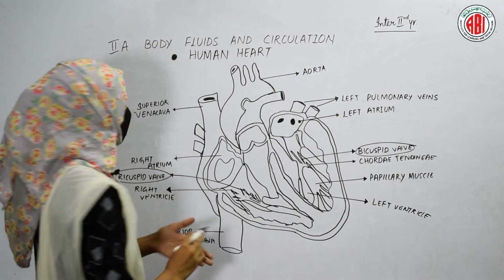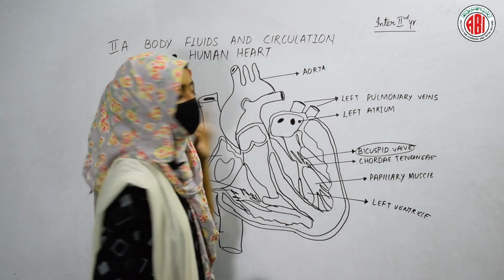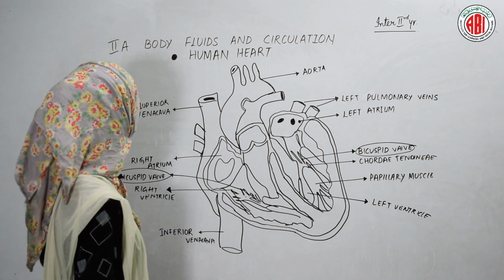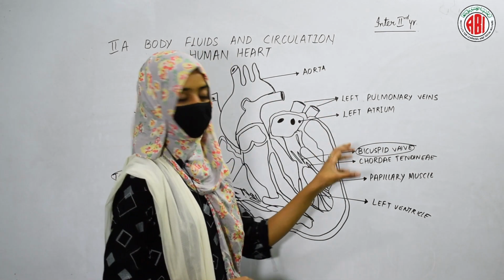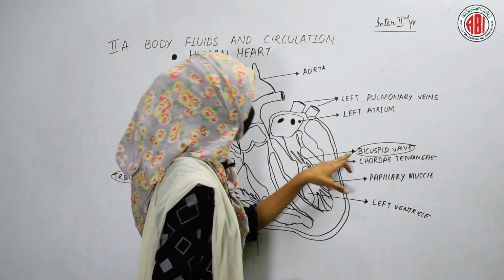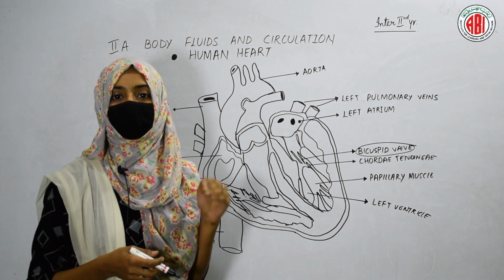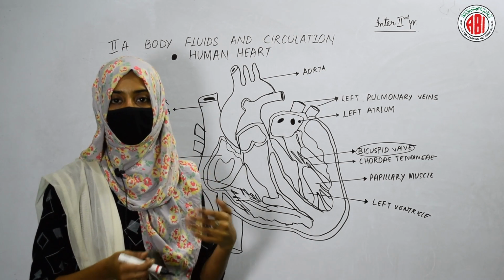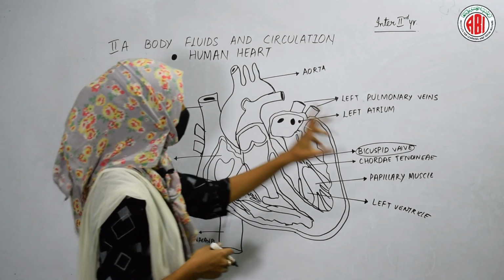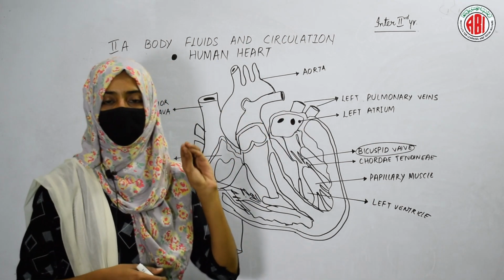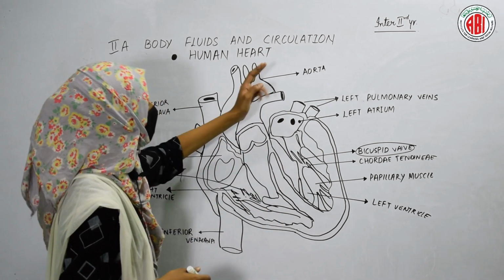So in this way, on the right side a valve is present which is called the tricuspid valve, and on the left side a valve is present which is called the bicuspid valve. A valve is nothing but an opening which does not allow the blood to flow back into the atrium. So the valve plays an important role in preventing the backflow of the blood from the ventricle into the atrium.